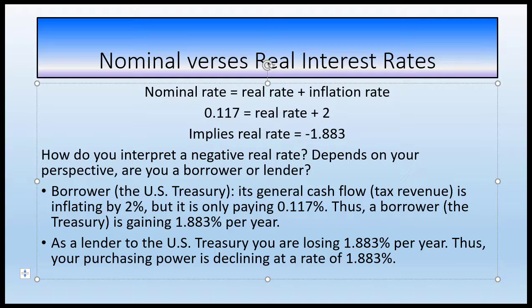Okay, let's move on. Now, as a lender to the U.S. Treasury, for example, you or I, we're losing 1.883% per year. So you can see there's a transfer between borrowers and lenders here. The borrower is making out with these negative rates because the real rate of borrowing is negative, and that means the real rate you get as a lender is negative, and so your purchasing power is declining from that situation. So why would anybody want to invest in securities that offer a negative real rate?